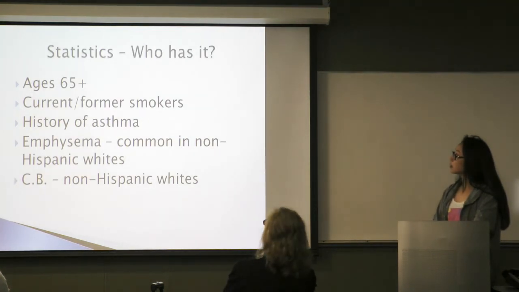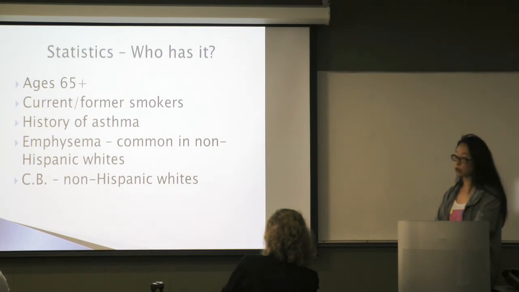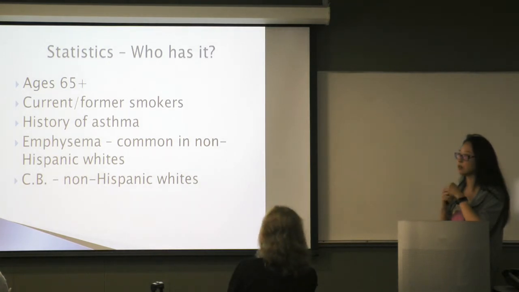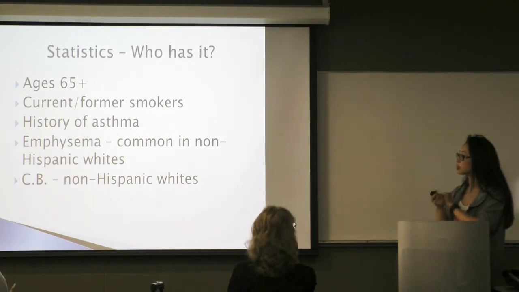Okay, who has it? Mostly diagnosed when they're over 65 years old, but also pretty equal prevalence between males and females, and definitely current and former smokers, history of asthma, and for both emphysema and chronic bronchitis, more common in non-Hispanic whites.